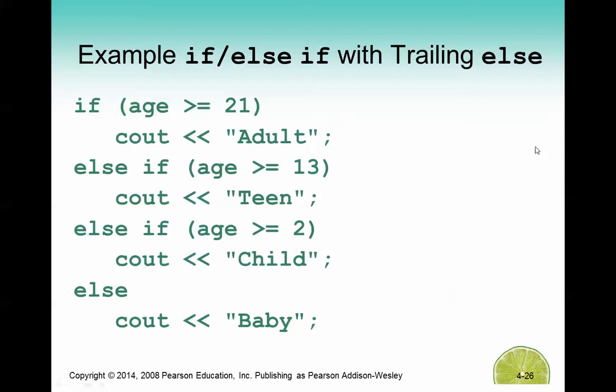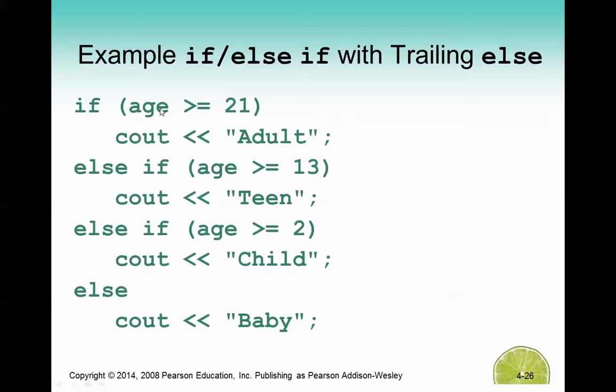Here's an example. If the age is greater than or equal to 21, you're an adult. If the age is greater than or equal to 13, you're a teen. If the age is greater than or equal to 2, you're a child. Else, you're a baby.